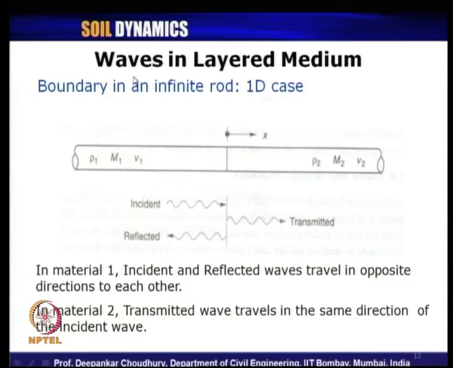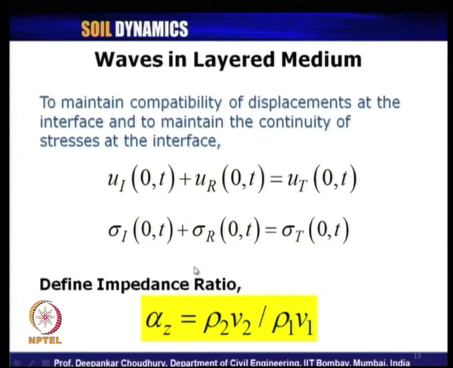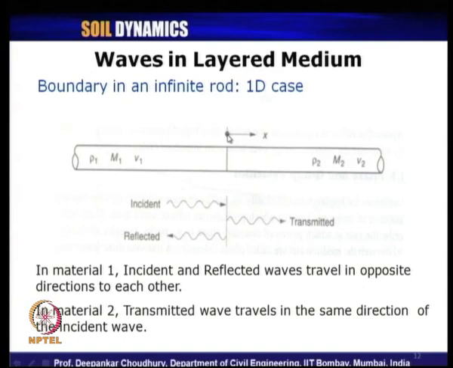After that, we had studied waves traveling in layered media, that is when waves are moving from one media to another media. At the interface, when the incident wave hits, a component of it gets transmitted in the next media, that we call transmitted wave, and another portion gets reflected back to the same media, we call that reflected wave. And to maintain the compatibility, we have seen that displacement compatibility as well as stress compatibility has to be maintained at the boundary. Boundary means at this junction between the two media, where we have considered x as 0 as per our chosen coordinate system.